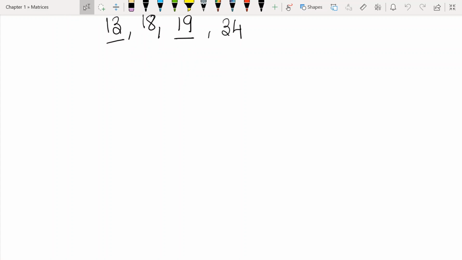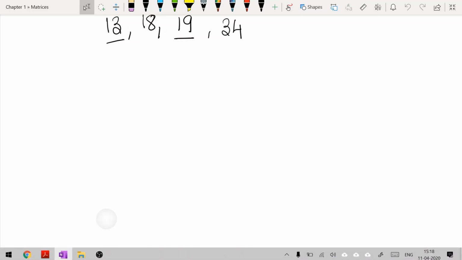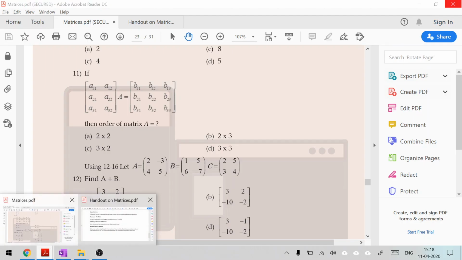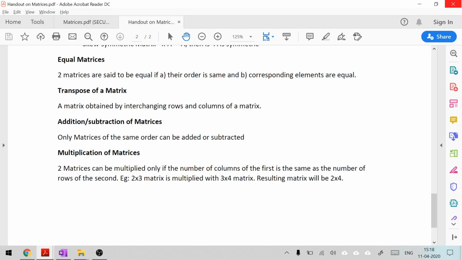So what we are going to do in this video is matrix multiplication. Okay, so let's get started now. The first thing is to know the rule for multiplication. Let us just read this handout. In the handout, what have I given about multiplication of matrices?